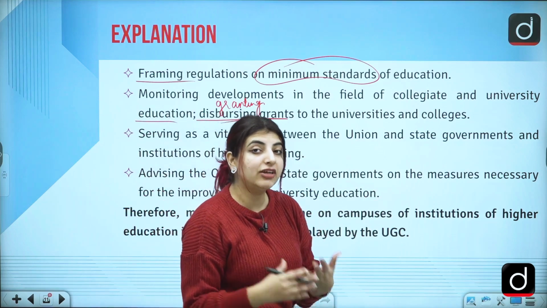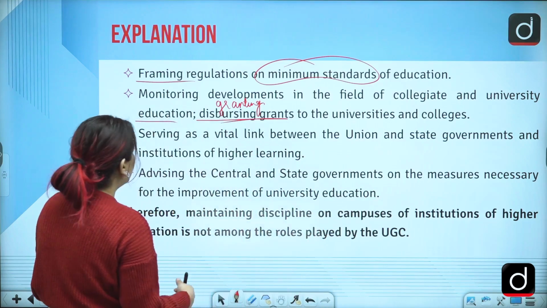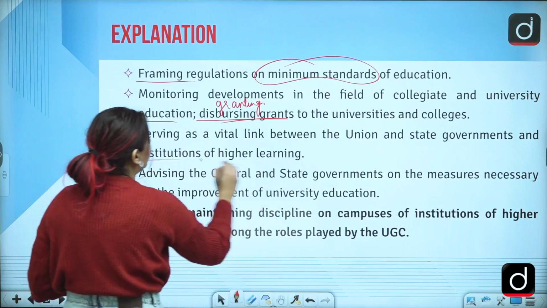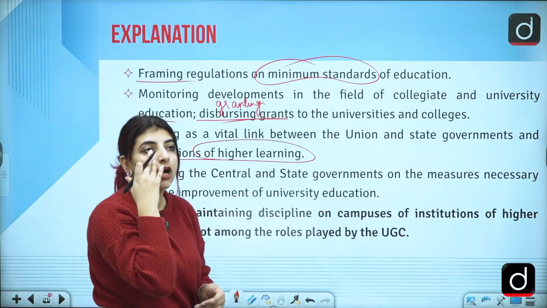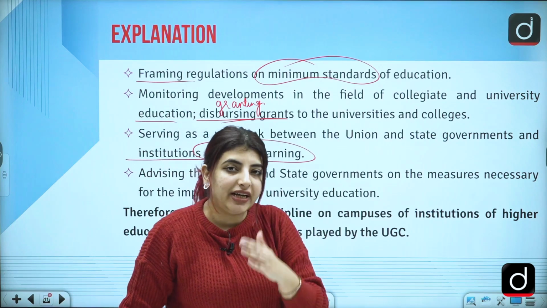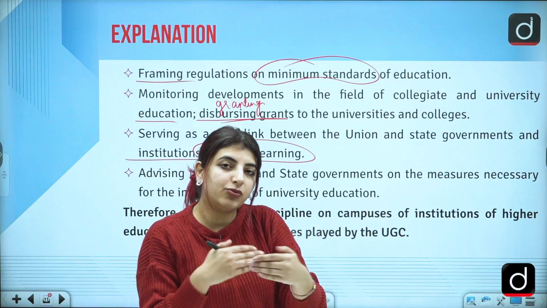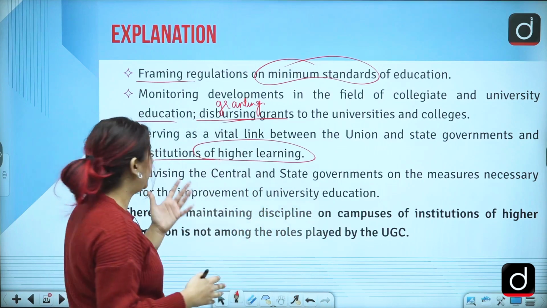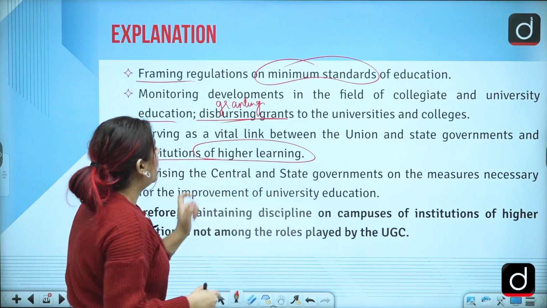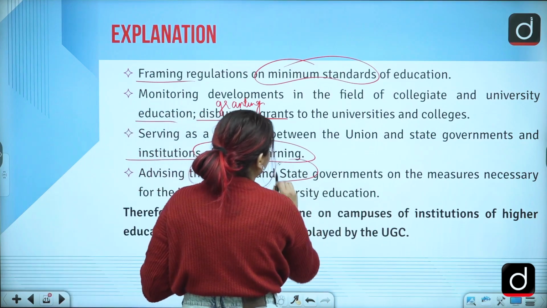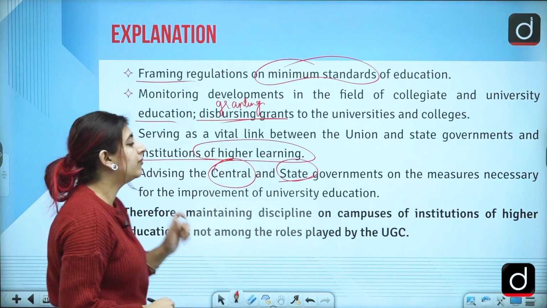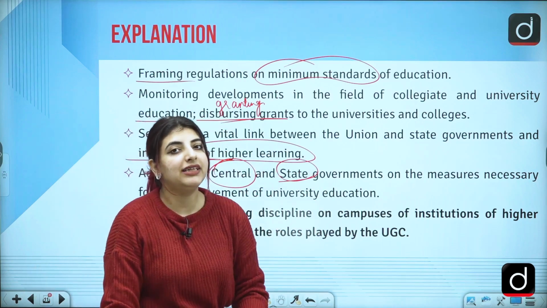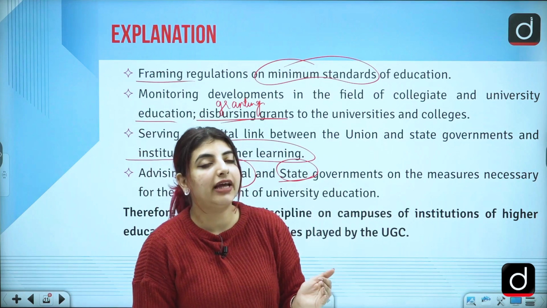So UGC is the one who should be funding these universities, serving as a vital link between the union and state governments and institutions of higher learning, because there are multiple acts on the state level as well. So state, union, etc., they should be in close contact with one another through the link, and UGC is the one which maintains that link. Advising the central and state governments on the measures necessary for the improvement of university education. So anything which can be done to improve the university education is also one of the aims which comes under the UGC paradigm.